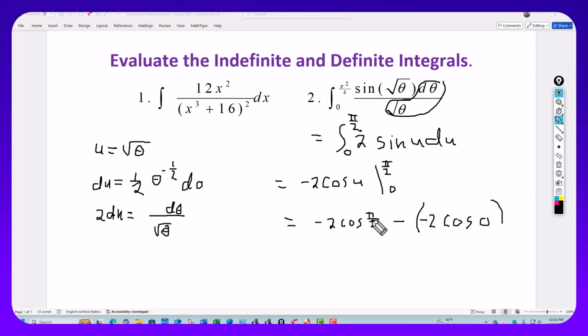Now the cosine of pi over 2 is 0. Multiplied by negative 2, that's still going to be 0. The cosine of 0, and here we're dealing with radians, but it's the same thing as actual 0, is 1. 1 times the negative 2 is negative 2, but then we have the minus here, so we get 2. So the value of the definite integral is 2.